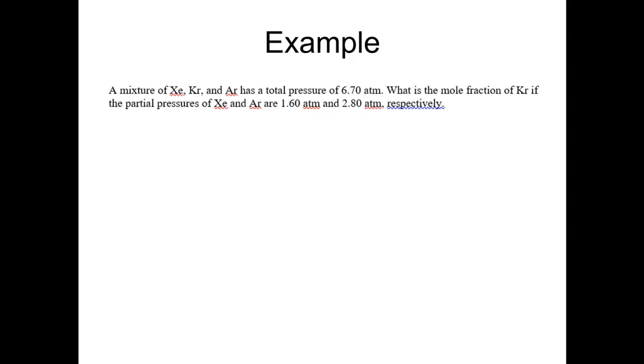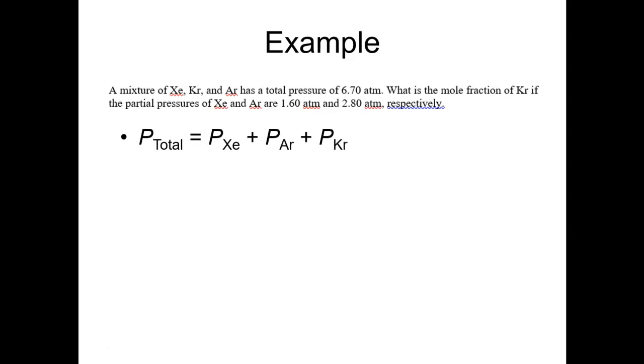Let's look at something where the pressure of the system isn't 1 atmosphere, it's something else, and therefore it's going to require a little bit more calculation. So I've got a mixture of 3 noble gases, xenon, krypton, and argon, that has a total pressure of 6.7 atmospheres. What would be the mole fraction of krypton in the mixture if the partial pressures of xenon and argon are 1.6 atmospheres and 2.8 atmospheres, respectively?